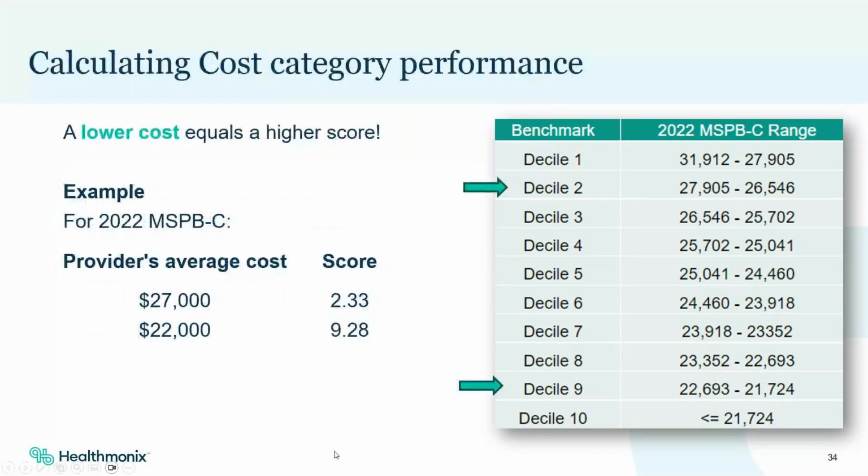Next slide, please. So a lower cost equals a higher score. This part can take a little bit to get used to, but you can see at decile 1, you would get 1 point, which means that you have a higher cost. Decile 10 means you would get 10 points, so you would have the lowest cost. So based on this, if I had $27,000 as my average cost, I would have a 2.3. And if I had $22,000, I would get a 9.28, because that's where I'd fall in these ranges. Next slide.